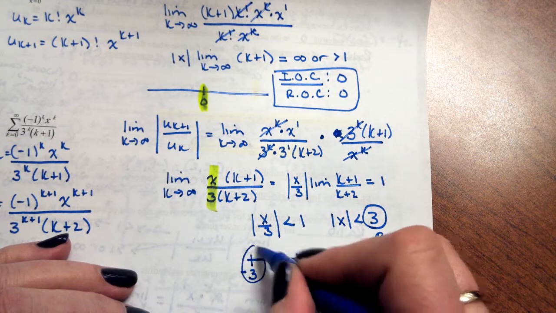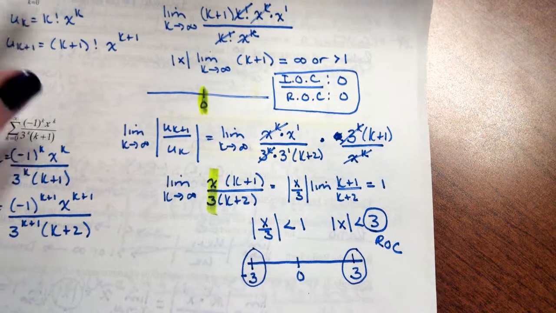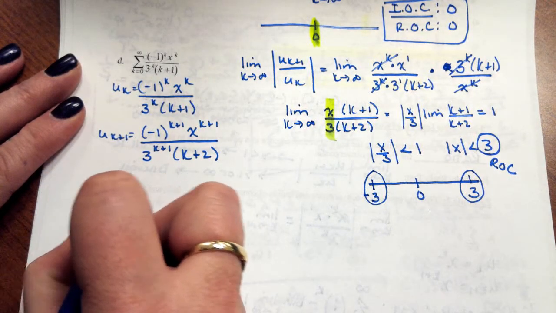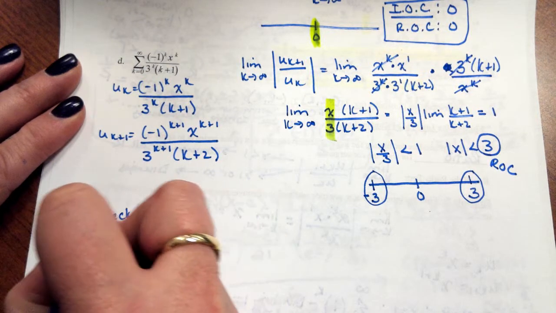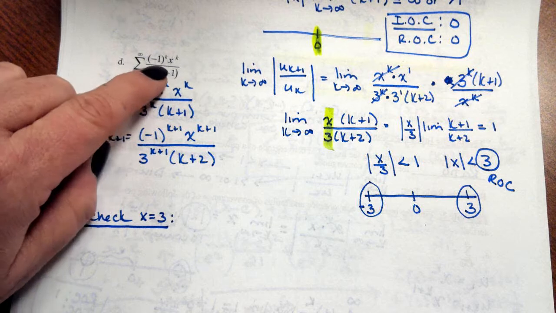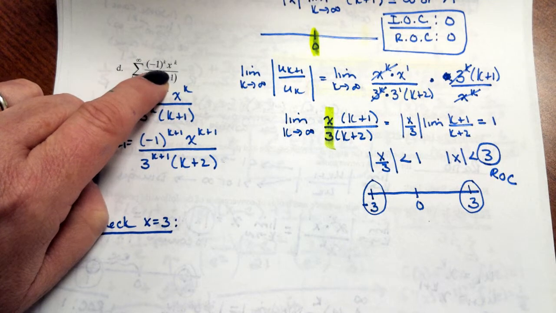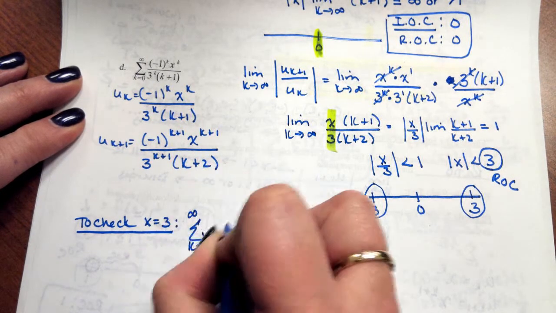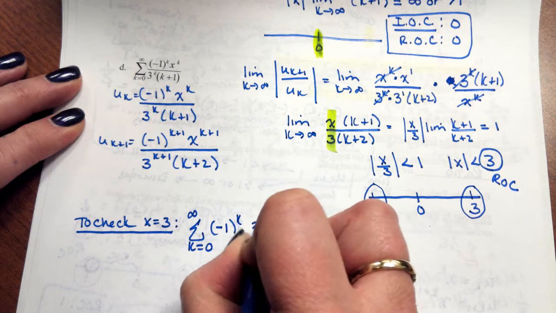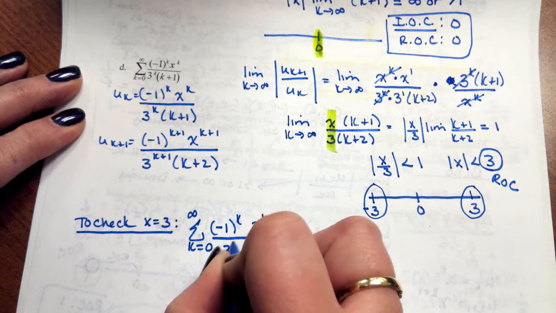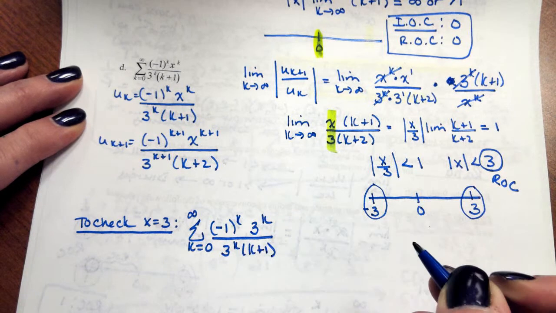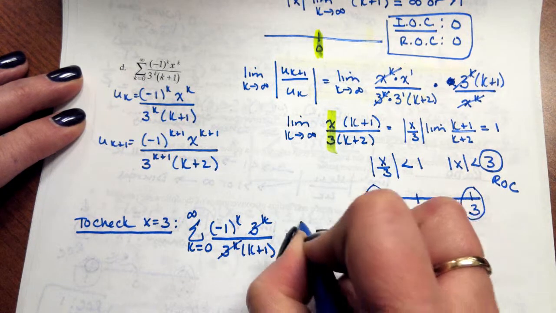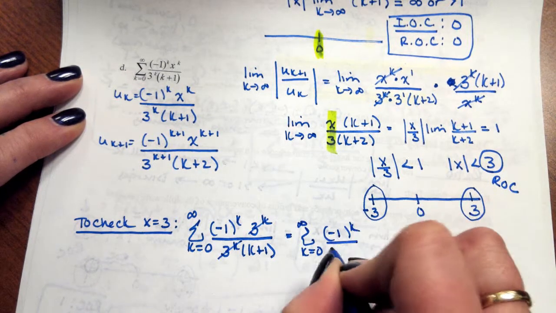So just like I did in the previous example, we have to check to see what's happening at those endpoints to see if it's converging or diverging. So let me go ahead and check 3 first. Again, I'm going to have to plug 3 back into my original series for x. Anywhere I see an x, I'm going to plug in a 3. So I'll have my series k is equal to 0 to infinity, negative 1 to the k, 3 to the k, over 3 to the k times k plus 1. So notice the 3 to the k's are going to cancel. So I'm left with the series k is equal to 0 to infinity, negative 1 to the k, over k plus 1.